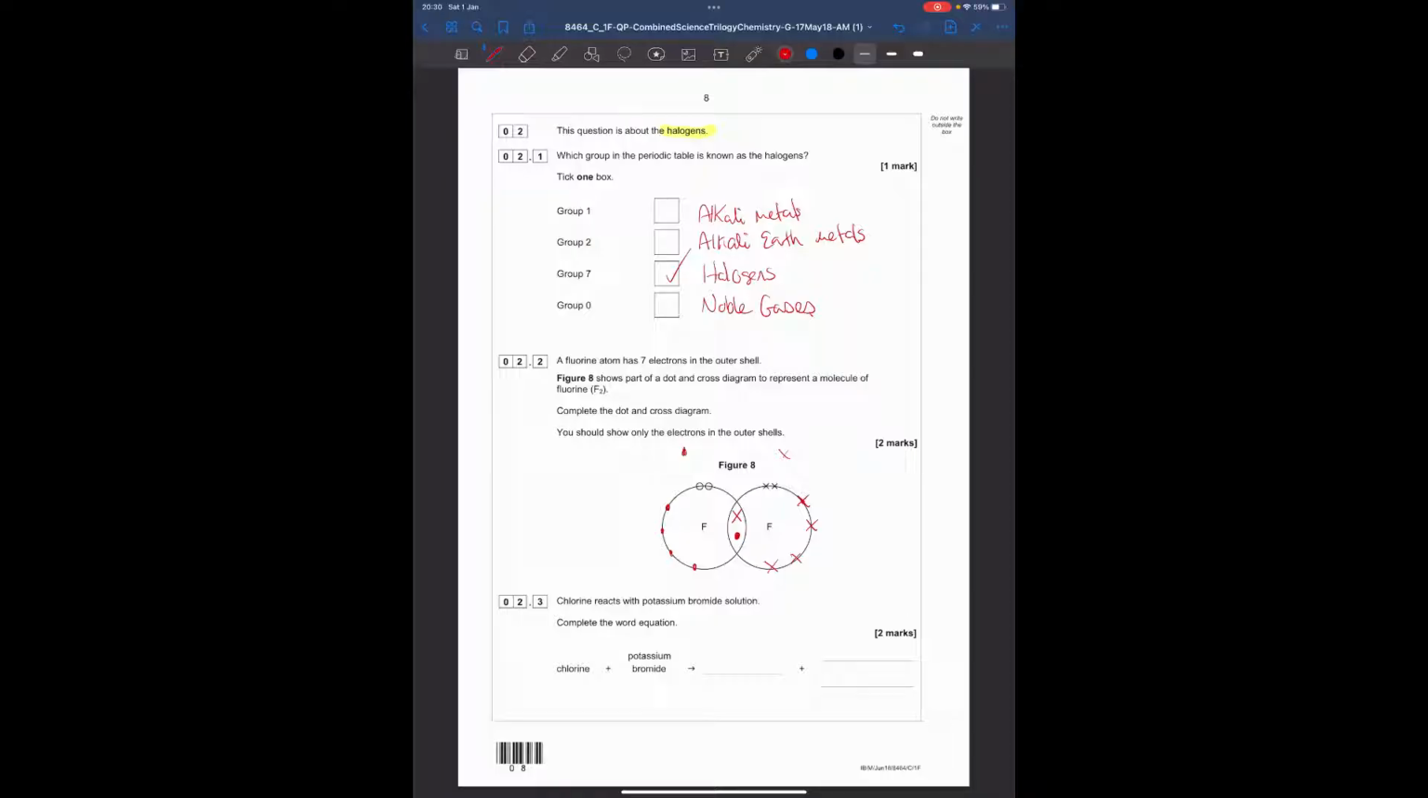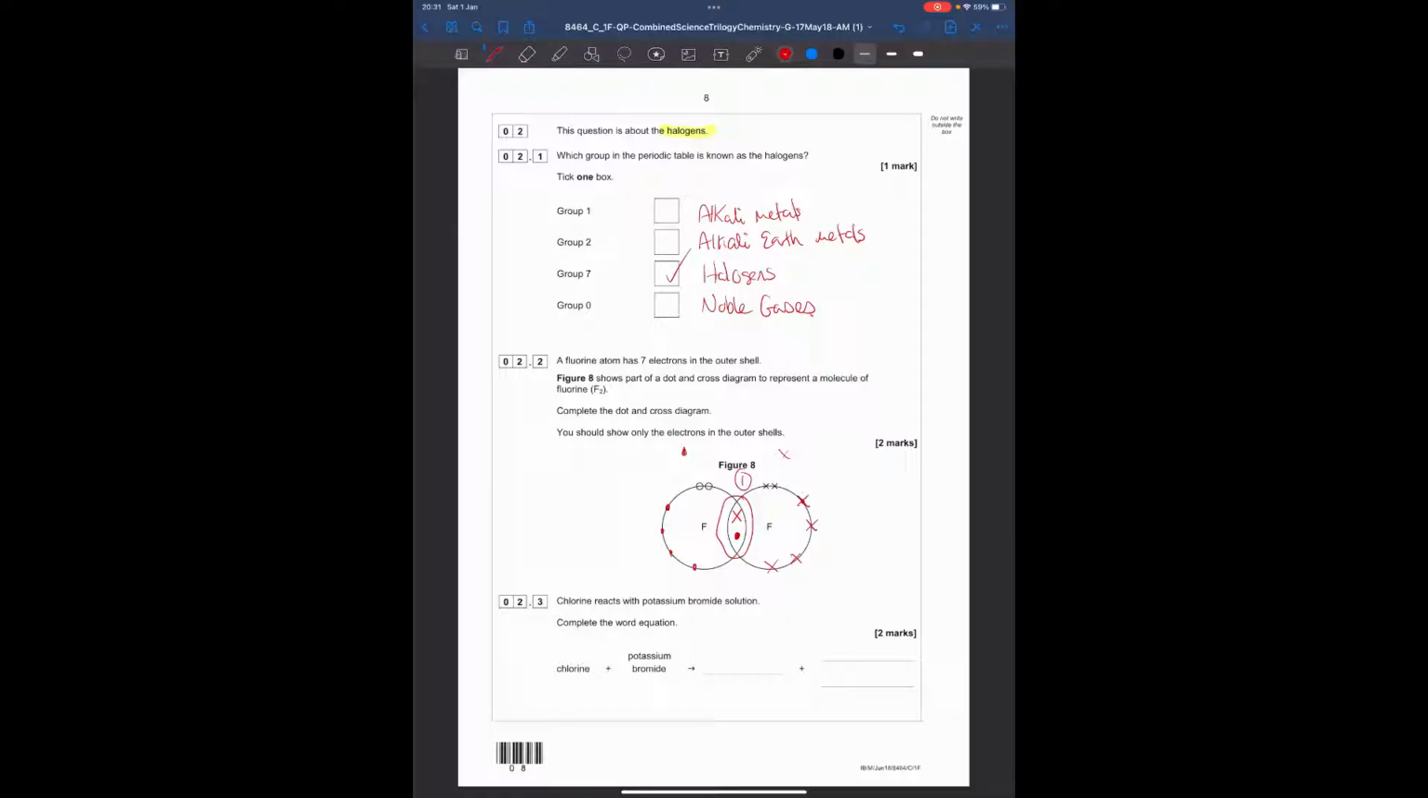So we can see that each fluorine now has 8 electrons, which shows how it's covalently bonded. You would get 1 mark if you put that part in the middle, and you get the second mark for making sure that each atom has the correct amount of electrons on the outer shell. You don't need to worry about putting them in pairs to get the marks.